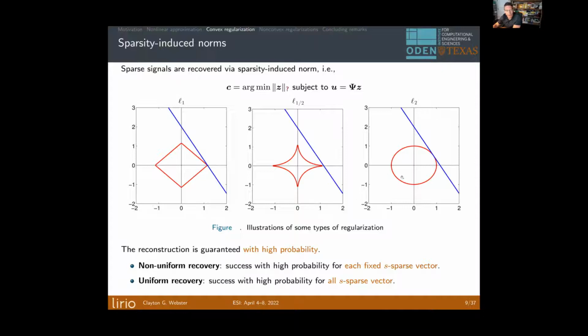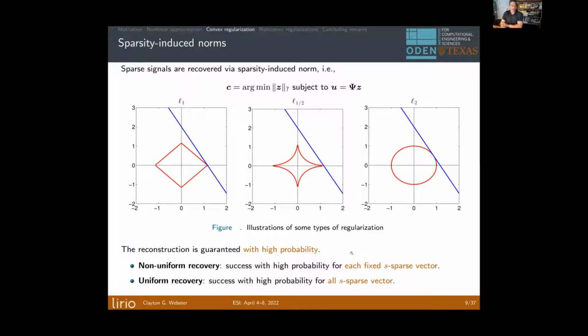The obvious one is to do, say, L2, in other words, a least squares type approximation, where the minimum solution lies on the tangent to the L2 ball. The reason why people utilize L1 minimization is because, one, it's a convex regularization, and the solution to the minimization problem is nothing more than the point at which the L1 ball meets the line, X equals B. And so reconstruction in this setting is guaranteed with high probability.